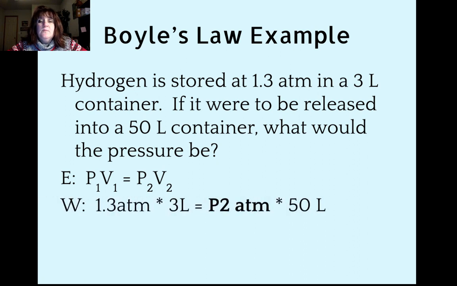You would have 1.3 times 3 is equal to something times 50. Multiply together and divide, and you should get a pressure of 0.078 atm. Notice that the units do have to match. You can't switch units in the middle of the problem.